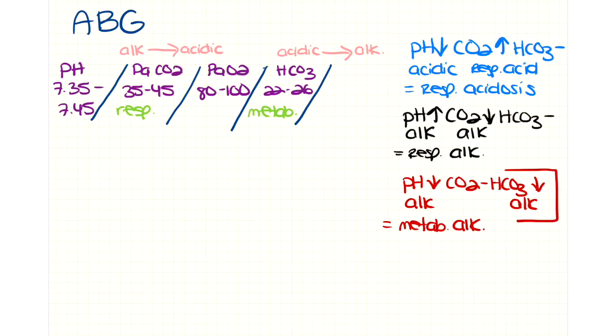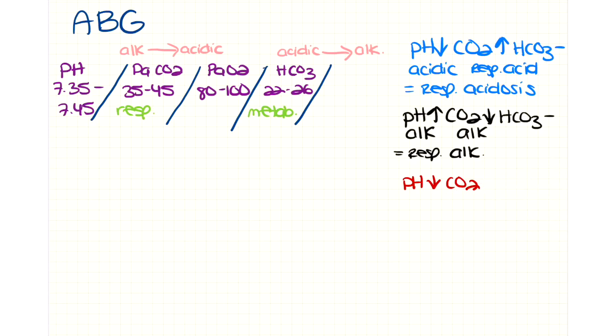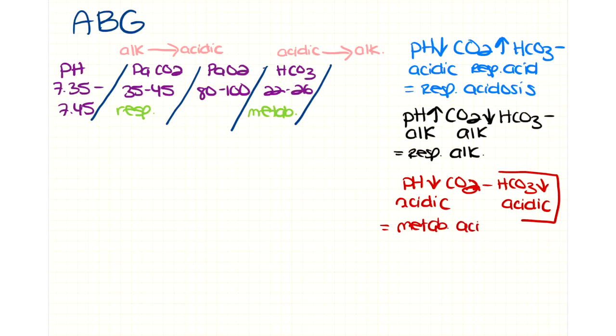No. It's not. I retract what I said. pH is low, CO2 is normal, bicarbs are low. Low pH is acidic, bicarbs are low, so it's acidic. And since we're dealing with bicarbs, it is now metabolic acidosis. Forgive me guys, it's like 10:30 at night.